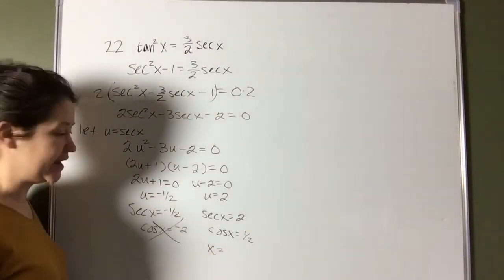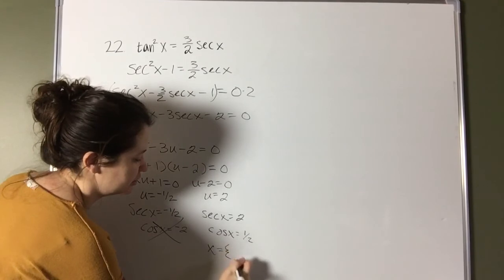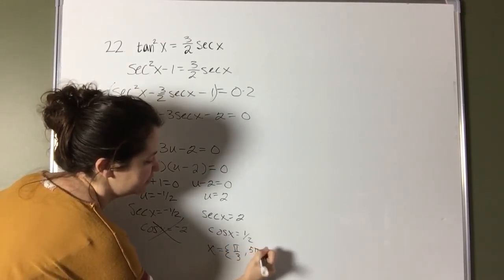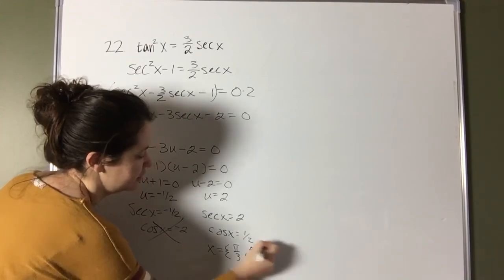Cosine is equal to 1/2 at pi over 3 and at 5 pi over 3. All right, and that's it.